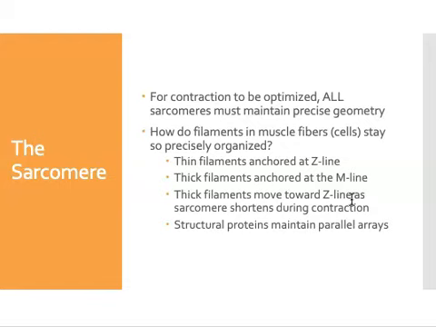In addition to the thick and thin filaments, there are other structural proteins. Yes, troponin and tropomyosin, those are the two that are laying on the thin filaments. But there are also structural proteins that are placed to help keep the thin filaments exactly spaced apart from each other and keep them exactly parallel to each other.